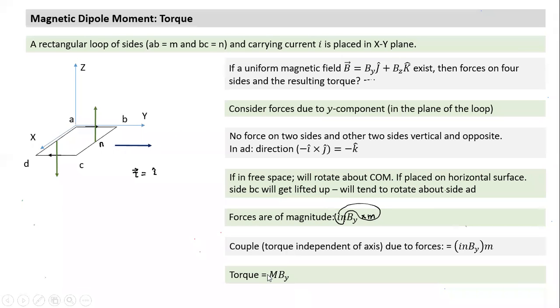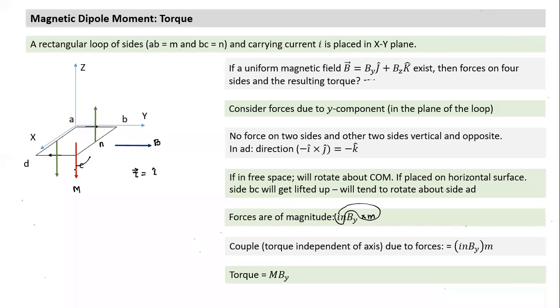If you want to understand the direction of torque, one way is to mark the direction. This is where the B vector is, and this is where the M vector is. How will the torque act? Torque acts such that I can take the cross product M cross B. If my fingers curl from the first vector to the second vector, the thumb will point towards me. Same thing we understood from marking the forces also.